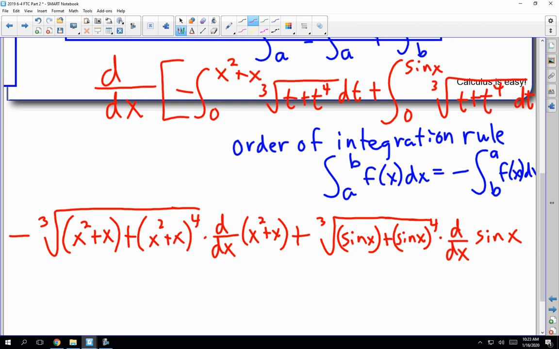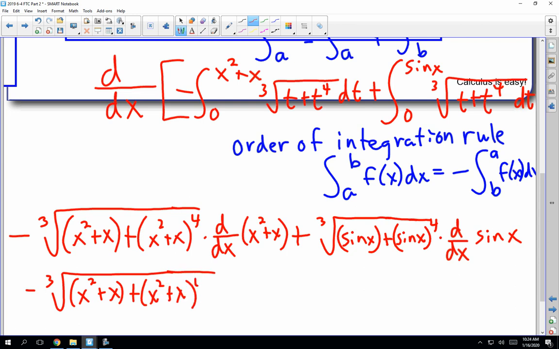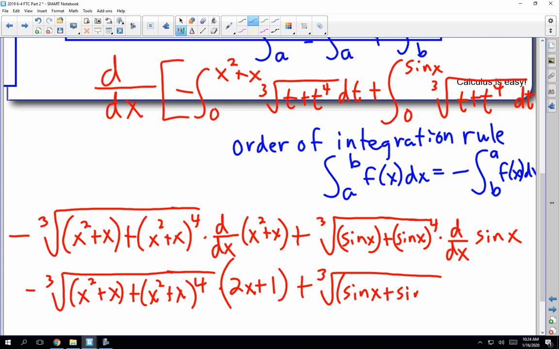So applying the derivative of each one of these, I've used the fundamental theorem of calculus. So the final answer: negative cubed root of x squared plus x, plus x squared plus x to the fourth, times 2x plus 1. That's the first part of it. It's taking the derivative of x squared plus x. Plus cubed root of sine of x plus sine of x to the fourth, times the derivative of sine of x, which is cosine of x. And I'm done. That's as hard as it gets.